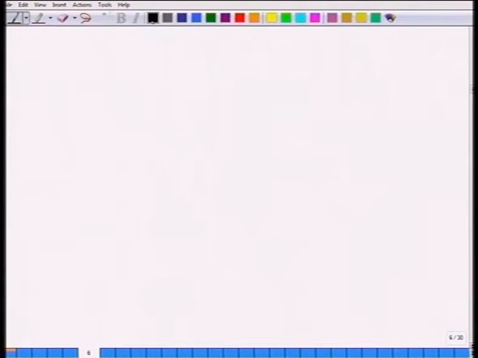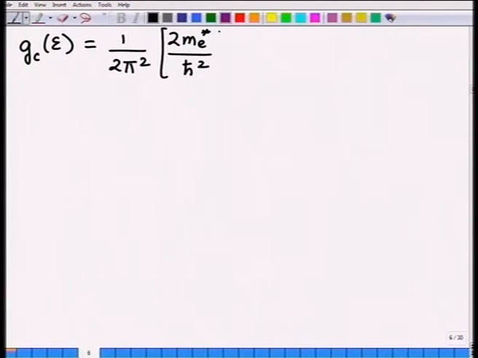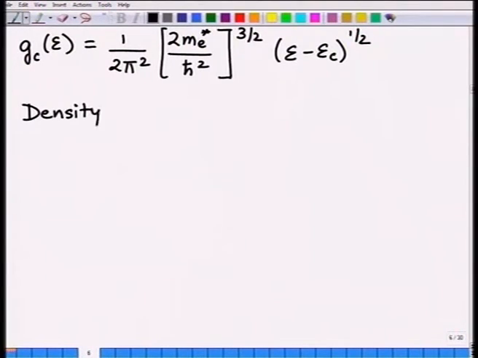So I'm going to reproduce this density of states of the conduction band in energy E. Again I'm going to write it as 1 over 2 pi square, 2m, electron effective mass, to the power 3 by 2, E minus EC to power half. I've replaced the electron mass by effective mass so that I can fit it according to the actual real E versus K curve. Now, this is the density of electron states. Likewise, I am interested in the density of holes. What about the density of holes?